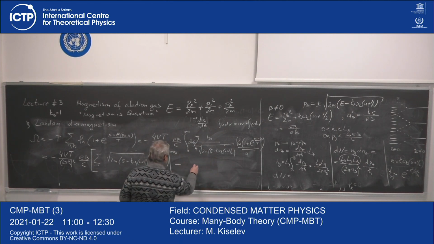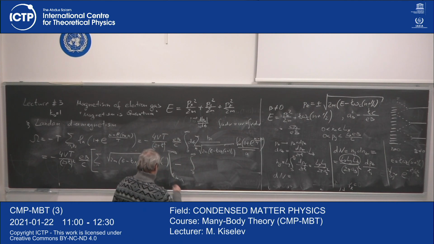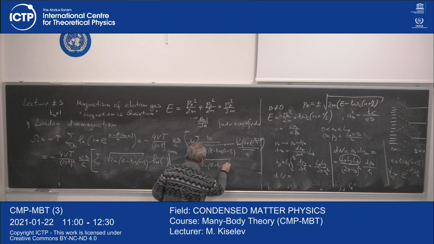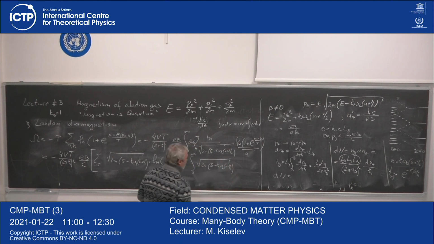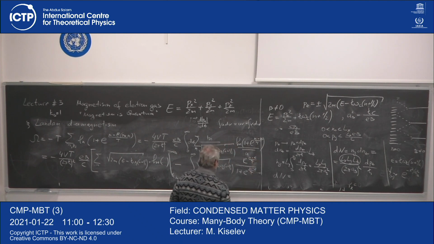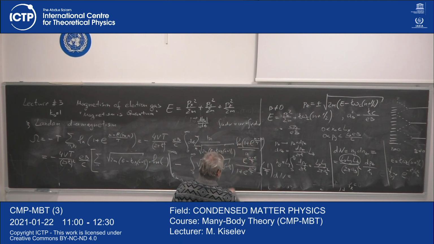So minus integral from zero to infinity. Now I have v du. So this is square root of 2m (epsilon minus h bar omega_l (n plus 1/2)). And the derivative of the logarithm gives me 1 divided by 1 plus e to the power (mu minus epsilon) over temperature, times e to the power (mu minus epsilon) over temperature, times minus 1 over temperature. Because this is a derivative with respect to energy.